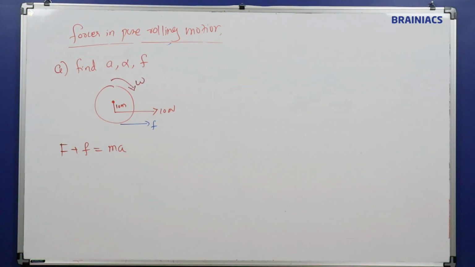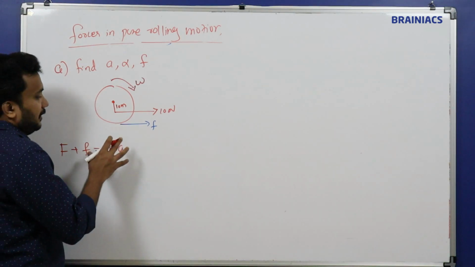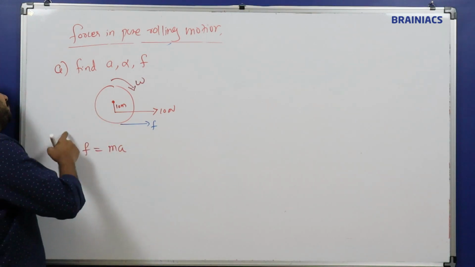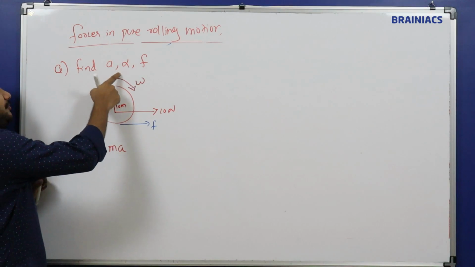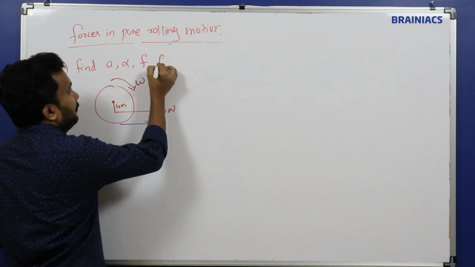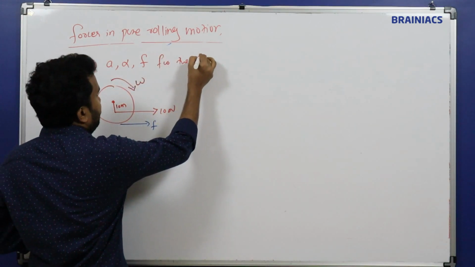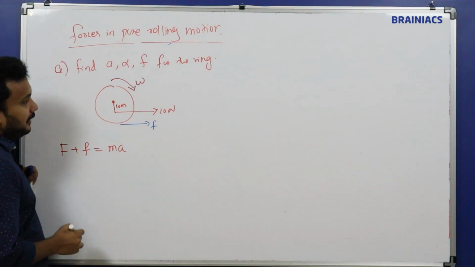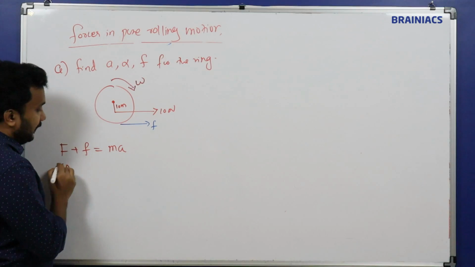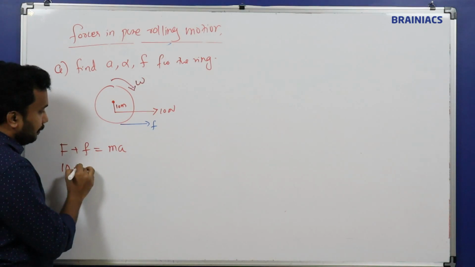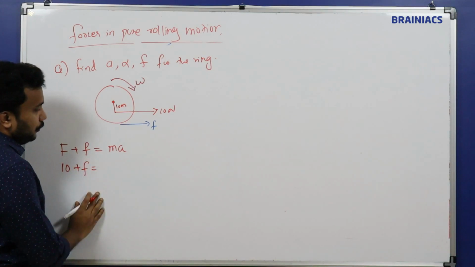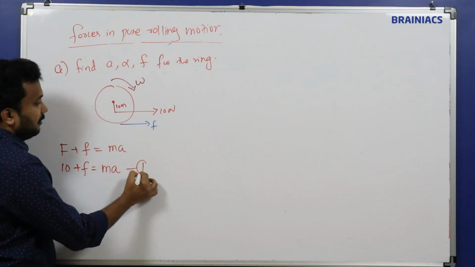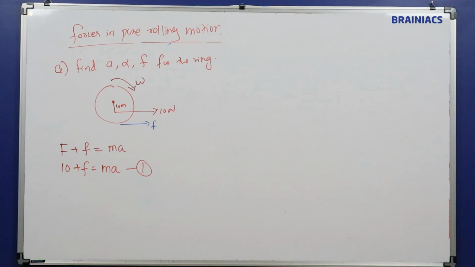It is just given as a kind of structure, and we find alpha and omega, and find the value of a, alpha and f for the ring. So for the ring, F has the value 10 newton. So 10 plus f will be equal to ma, equation number 1.